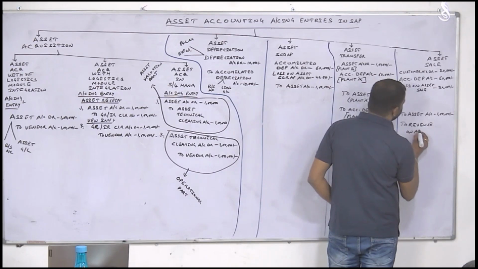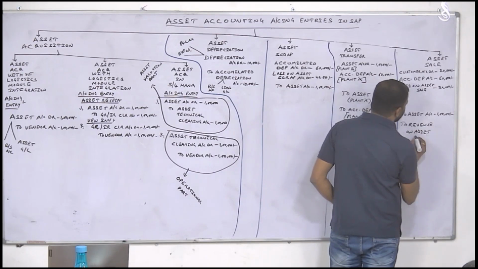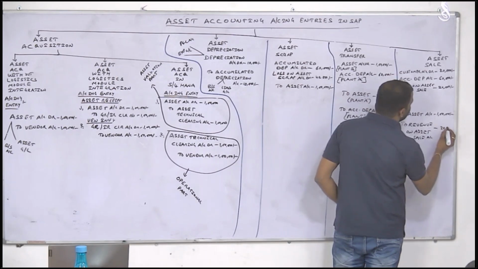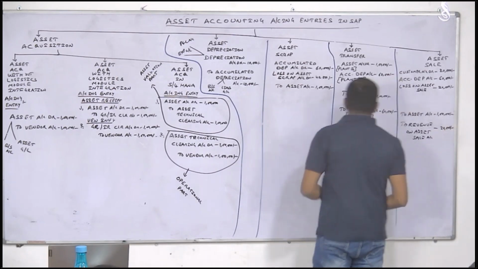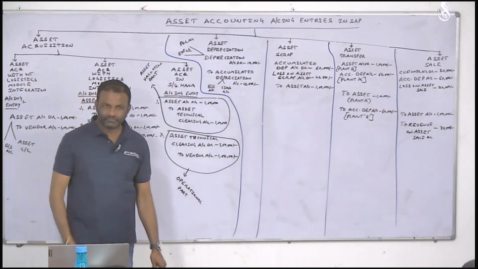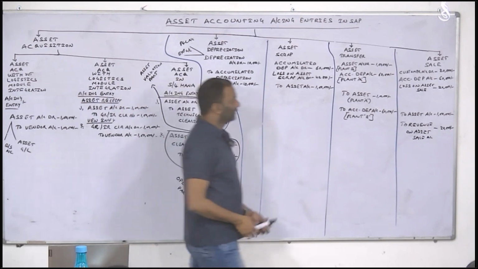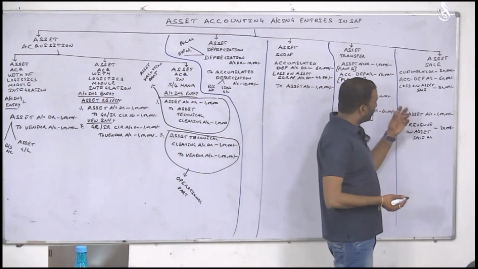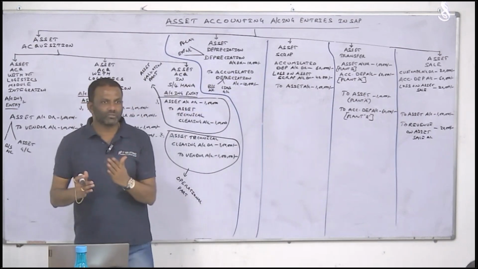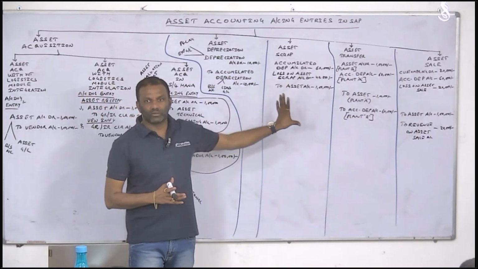Revenue on asset. How much? How much? Debit and credit equal, sir? No. Right or wrong? So finally, this is a logic for your experience. Maybe you understood or not, but you should remember the entry.